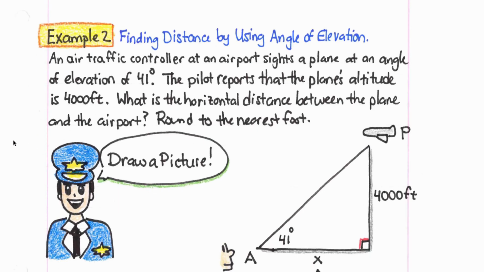Example 2, finding distance by using angle of elevation. An air traffic controller at an airport sights a plane at an angle of elevation of 41 degrees. The pilot reports that the plane's altitude is 4,000 feet. What is the horizontal distance between the plane and the airport? Round to the nearest foot.